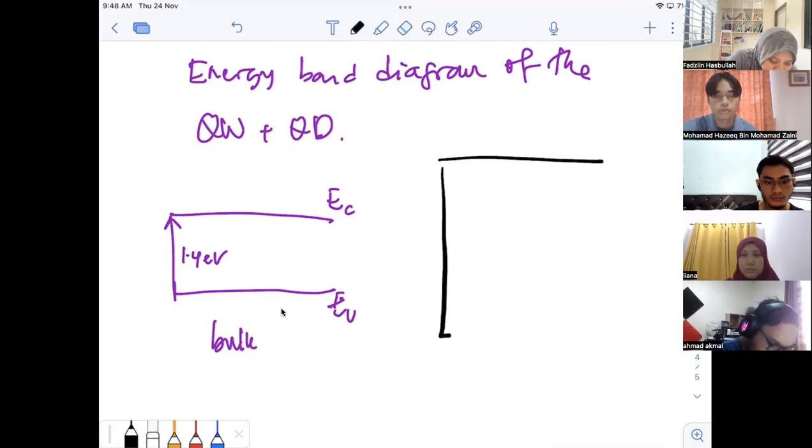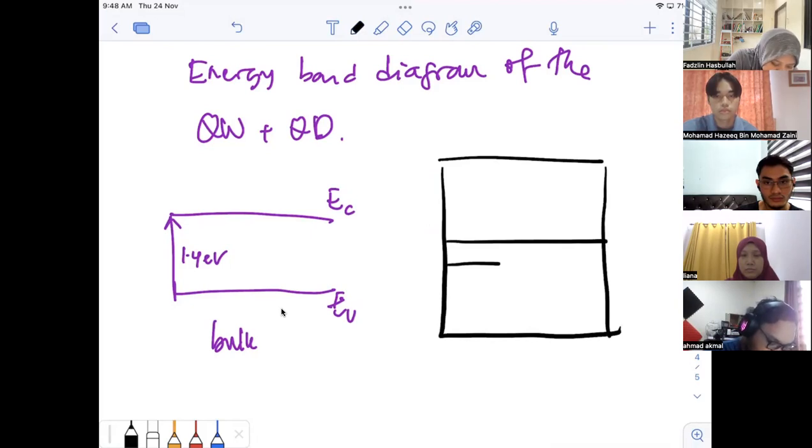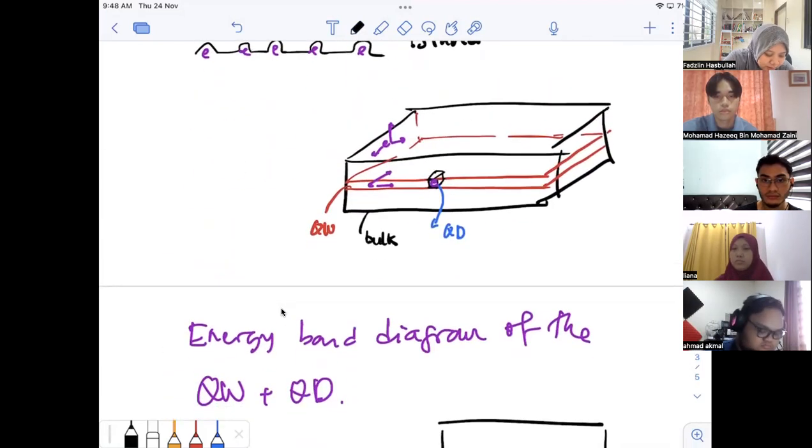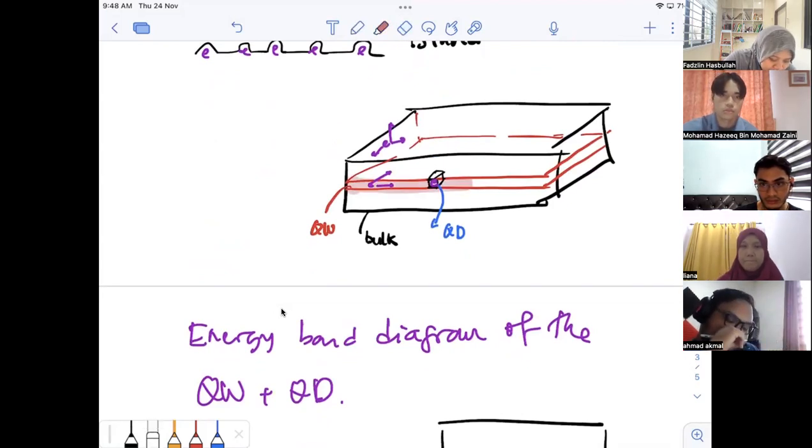Kalau awak tengok LED, awak buat assignment awak nanti kan, awak akan dapat macam ni. Ni kuih lapis tadi kan. So dalam kuih lapis tu macam ni lah. Kalau merah ni nak jadi quantum well region, dia kena sandwich dengan dua different region, atas ni, bawah ni.